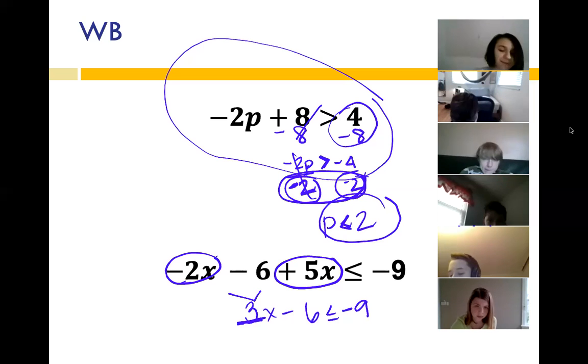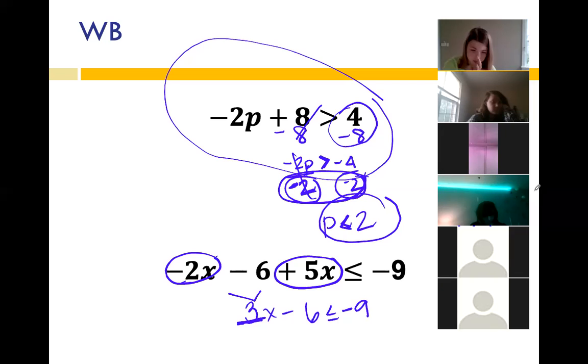Tell me, Olivia, what would be my next step after I get 3x minus 6 is less than or equal to negative 9? Divide by 3? Not yet. There's one step before that. Oh, add 6. Yeah, you got it. Add 6. So then we get, and I am kind of running out of space here, 3x is less than or equal to negative 9 plus 6 is negative 3. Then our final step, as Olivia said, is to divide by 3.